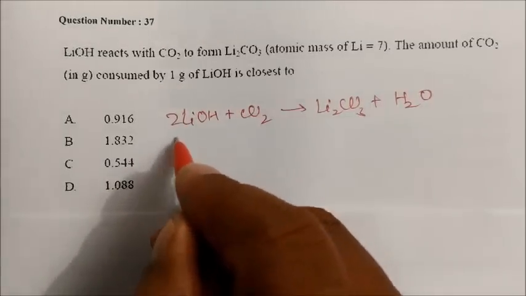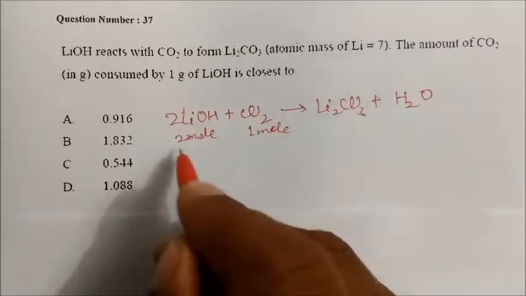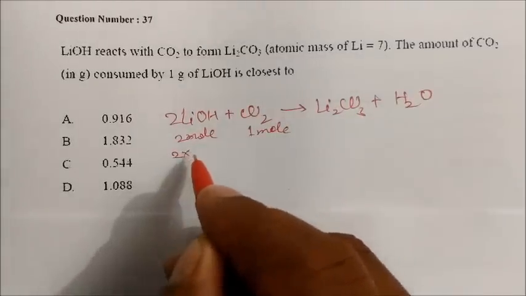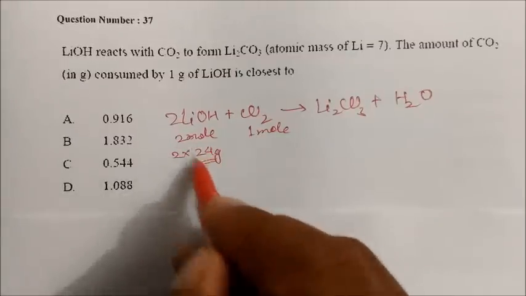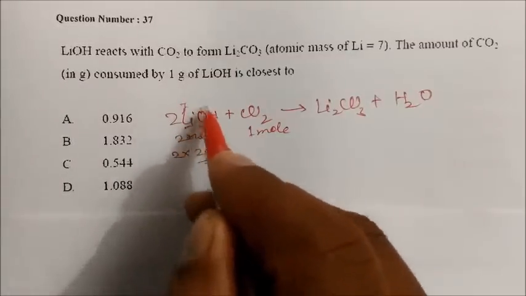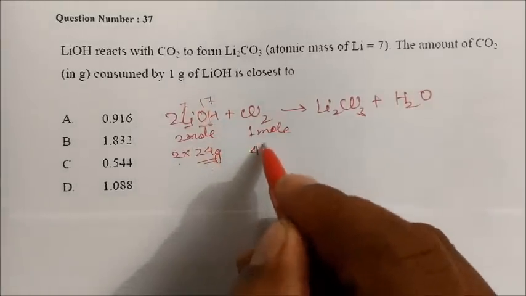So if you take 2 moles of LiOH, we require 1 mole of carbon dioxide. 2 moles means how much? 2 into 24 grams. Why 24 grams? This is the molar mass. Lithium is 7, this is 17, so it becomes 24. 2 into 24 is 48 grams. So we require 48 grams.